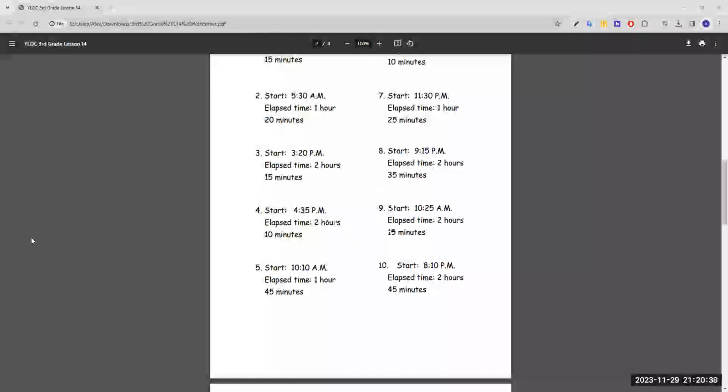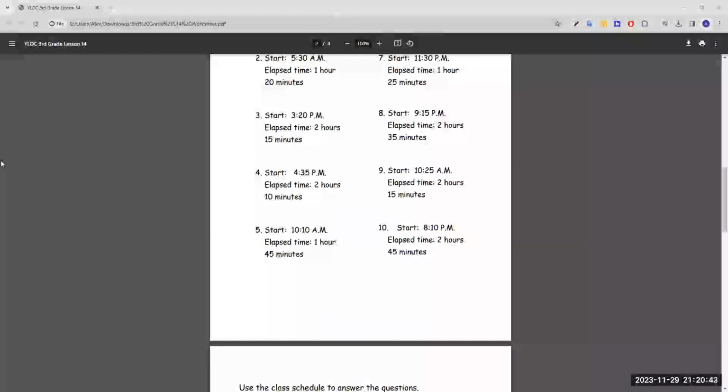Last one, number 5, the start time is 10:10 a.m. and the elapsed time is 1 hour and 45 minutes. So 10:10 plus 1:45. 10 plus 1 is 11. 4 plus 1 is 5. And 5 plus 0 is 5.